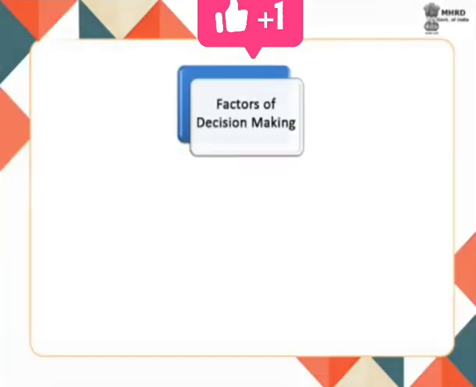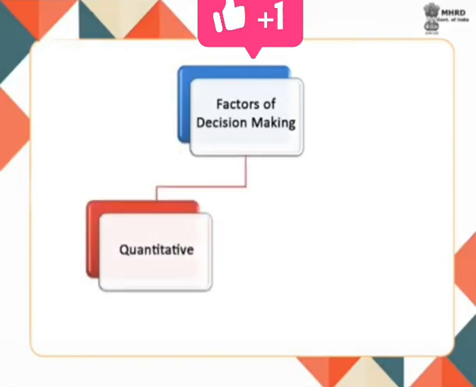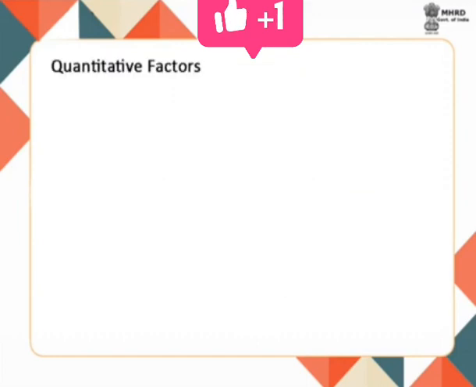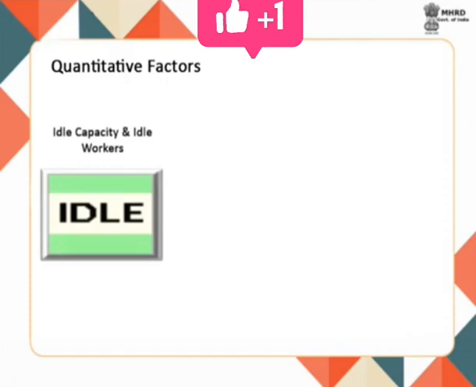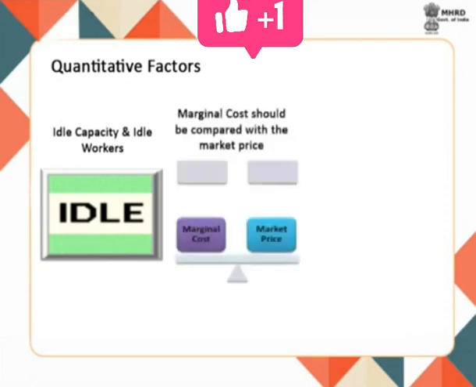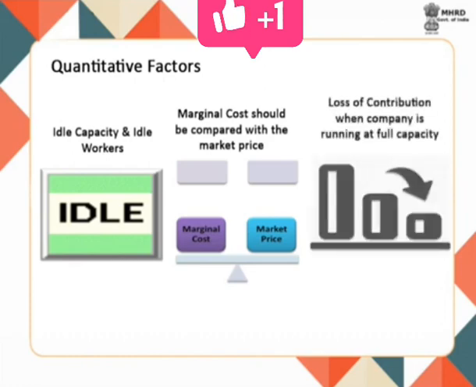There are two types of factors to be considered before making a decision, namely quantitative factors and qualitative factors. Quantitative factors include number 1, idle capacity and idle workers that can be utilized for production. Number 2, marginal costs should be compared with the market price. Number 3, loss of contribution to be considered when the company is running at full capacity.